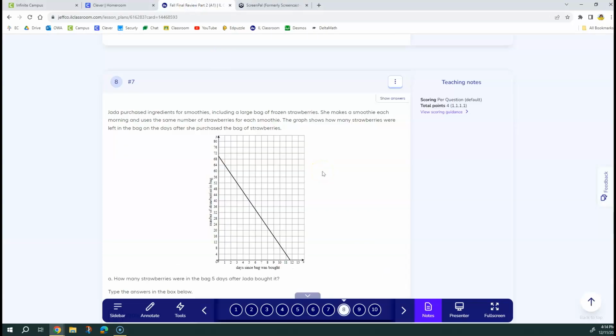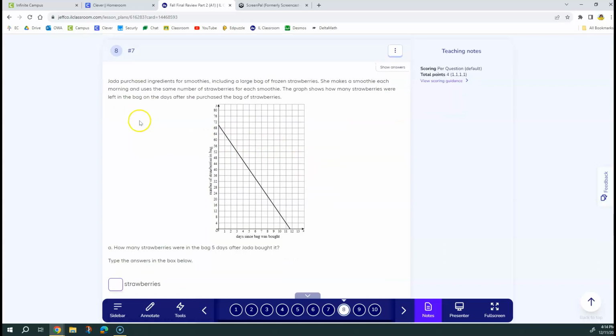All right, taking a look at our last three problems, 7, 8, and 9, all dealing with graphs. Problem number 7. Jada purchased ingredients for smoothies, including a large bag of frozen strawberries. She makes a smoothie each morning and uses the same number of strawberries for each smoothie.